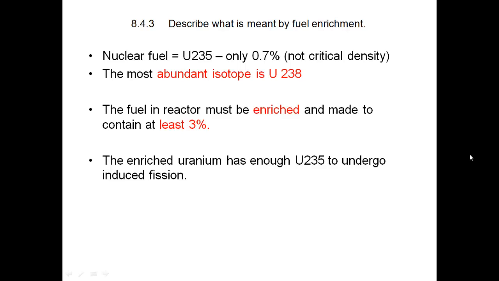Most of it is 238, which is not fissionable. And only the tiny part of it, 0.7%, is 235, which is the fissionable isotope. However, there's not enough of it, it's not dense enough, it's not concentrated enough to cause a chain reaction. So you must do what's called fuel enrichment, which means increasing the percentage of uranium-235 to be at least 3%. Then it will have the critical density, then it will sustain a chain reaction.